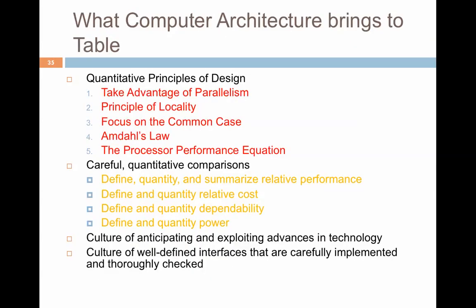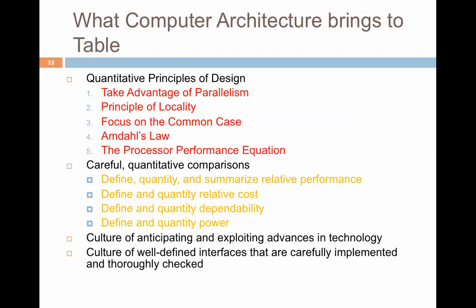So finally, what do computer architects bring to the table? Right? We bring in quantitative principles of design. So, for example, take advantage of parallelism, right? Use two processors, two cores, two pipelines, run things at the same time. The second thing is take advantage of the principle of locality. We try to bring data elements closer to the processor so that we can act on them really fast. We focus on the common case, things that are very common in occurrence. We make use of them very often. We look at Amdahl's law, that is improving one aspect of a system does not improve the entire system.